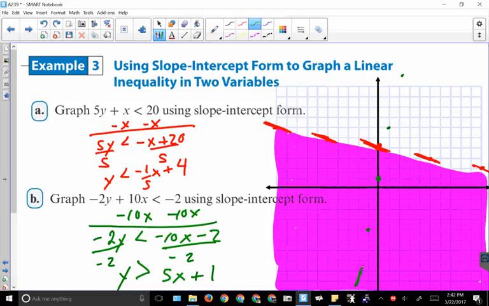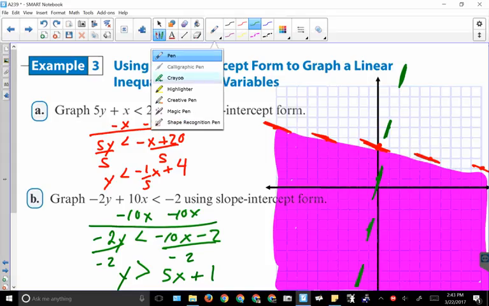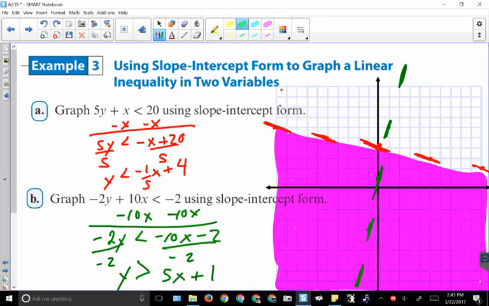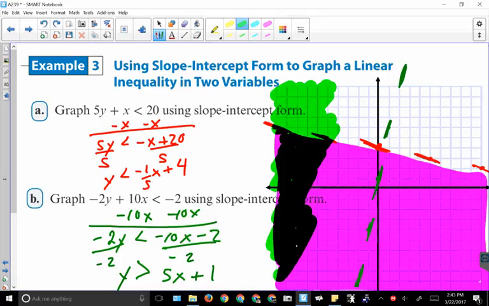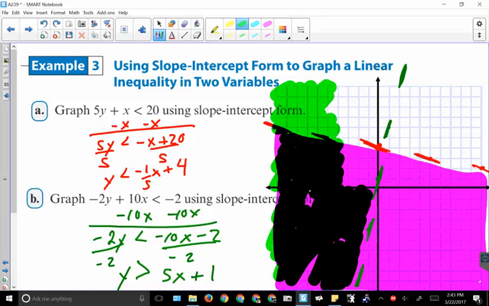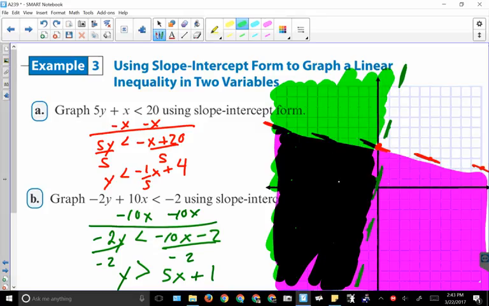So here, here, here, and here. Where will it be shaded? Will it be shaded above or below? Well, what does y have to be compared to the other stuff? Y has to be bigger, correct? So that means y is going to be shaded here. And that's where that gets shaded, because that's where y is bigger than.